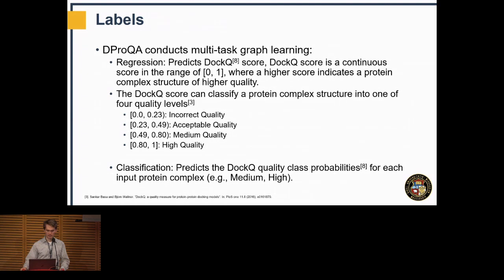The DockQ score, as has already been mentioned many times today, is a very useful measure of the overall quality of a protein complex decoy. It generally has four different intervals you can break it up into: incorrect, acceptable, medium quality, or high quality, and the DockQ values fall in these intervals. So we basically regress these values. When we take a protein structure graph as input, our model is going to predict the DockQ score. In addition, we also find it useful to predict the class probabilities for each of these assignments. In other words, what's the probability that each protein structure decoy fits into one of these bins? Not only predicting the actual value, but the bins as well gives you some kind of uncertainty estimate on which bin it actually falls into.